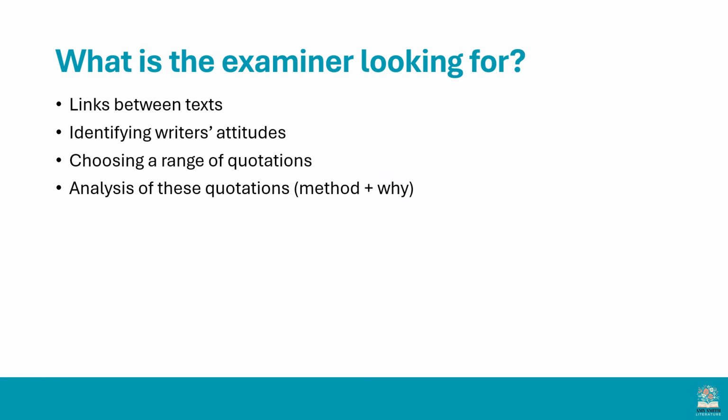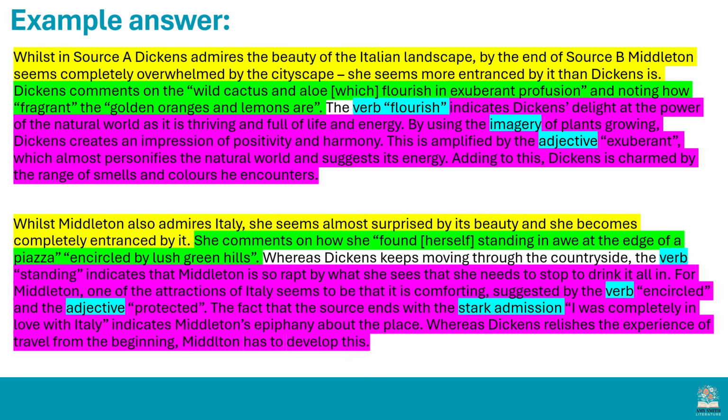Right, done all that planning and all that thinking, now we need to write our answer. So what is the examiner actually looking for when we write this? Well, we need to make really clear links between the texts. We need to identify the writer's attitudes, choose a range of quotations, so not just one quote from each source, but a range of quotes, and then analyse these quotations, so the method and why that method has been used. So those are the 4 things that I've got in my head as I'm writing my answer.